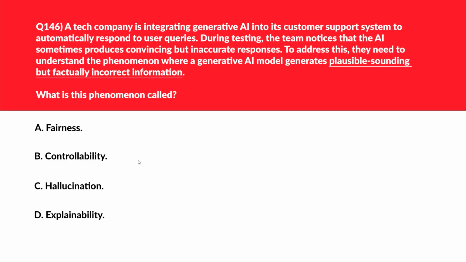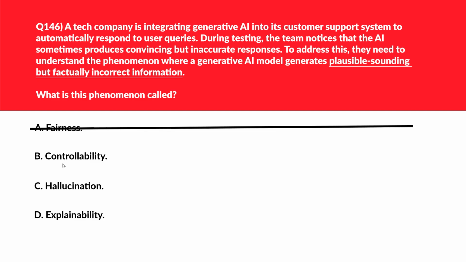Let's move to the next question. It's all about plausible-sounding but factually incorrect information. We have covered a similar question in the past, so this is just a refresher. It should be easy for you. Let's first look at option A. A says fairness. Fairness in AI refers to ensuring the model's outcomes are impartial and non-discriminatory. So this is incorrect, because that is not what the question is looking for.